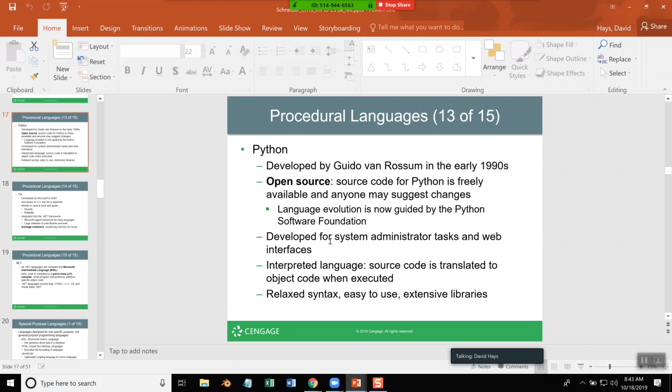It's used as an add-in for Maya and Blender, animation packages for creating things like Shrek and the different animations for games and so forth. So it's really kind of growing. Relaxed syntax, easy to use, extensive libraries. That's a big part there.